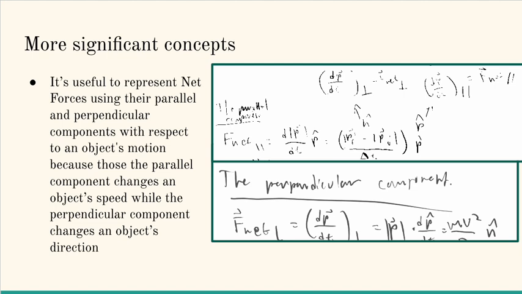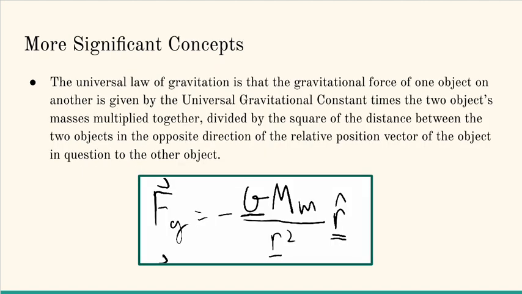It's also useful to represent net force in terms of parallel and perpendicular components. This is because the parallel component of net force affects the magnitude of the change in an object's motion over time, and the perpendicular component is related to the direct change in direction over time. And the universal law of gravitation is another concept we're going to be using, which is given by this equation right here.